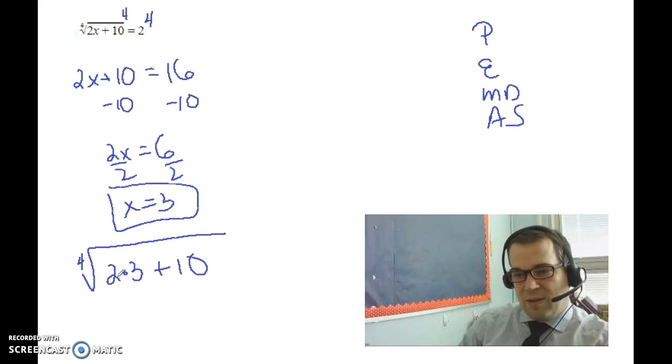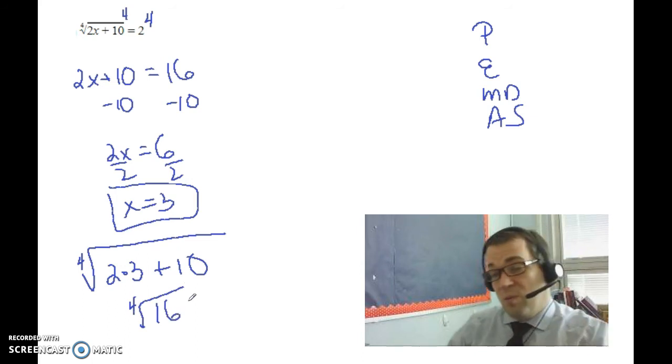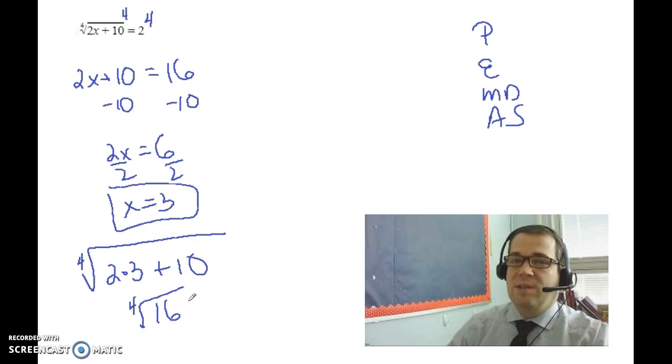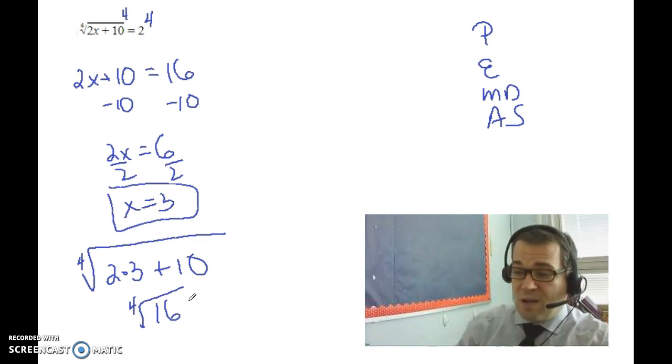So I'm going to have to go ahead and take 2 times 3, which is 6, plus 10. I need the fourth root of 16. So if you're good with the mental math, you are trying to see what multiplies by itself 4 times to give you 16. But if you do want to put this in your calculator, we can do that.